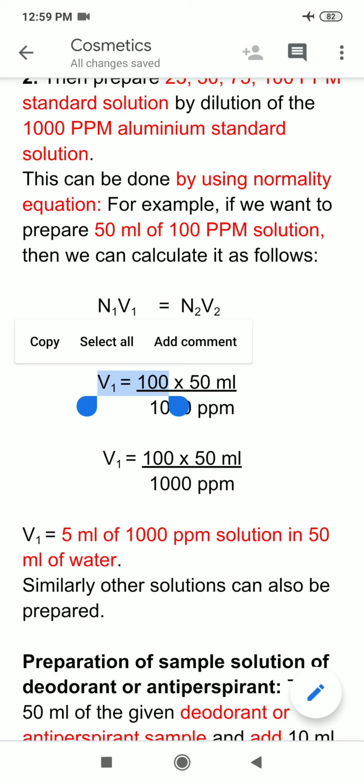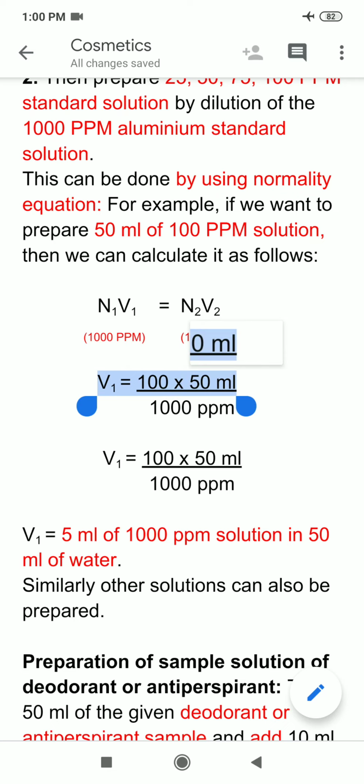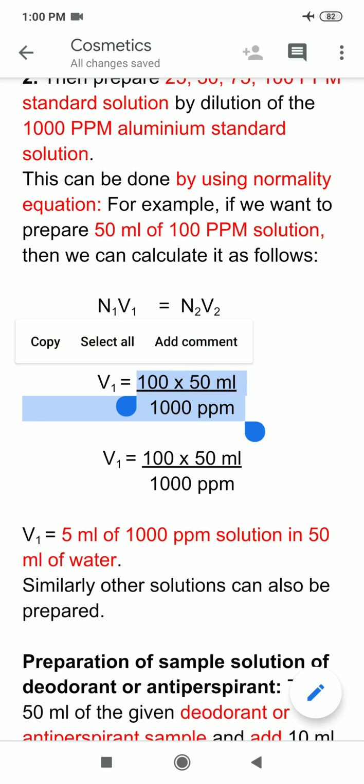Suppose I want to prepare 100 ppm solution and the volume you want to make is 50 ml. So I will write N2 equal to 100 ppm and volume equal to 50 ml, and we have a stock solution of 1000 ppm. How much volume of 1000 ppm do we require? That would be equal to V1. So V1 will be equal to 100 into 50 upon 1000. You can see here that the 3 zeros in the denominator will cancel out with 3 zeros in the numerator.